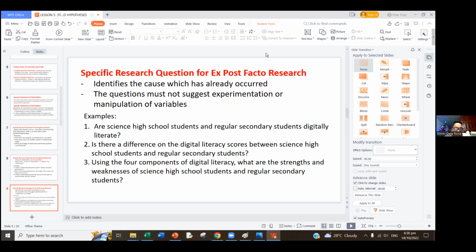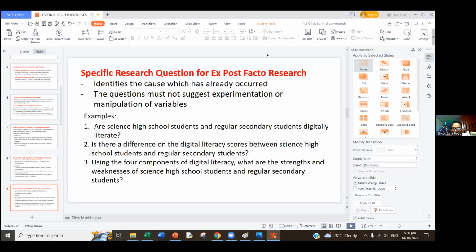Say, is there a difference in the digital literacy scores between science high school students and regular secondary students? So in other words, you are trying to explain differences in the scores of digital literacy by attributing them to the kind of high school they are exposed to. One group is science high school, another group is regular secondary students. You give them both the same test on digital literacy, then compare their mean scores.